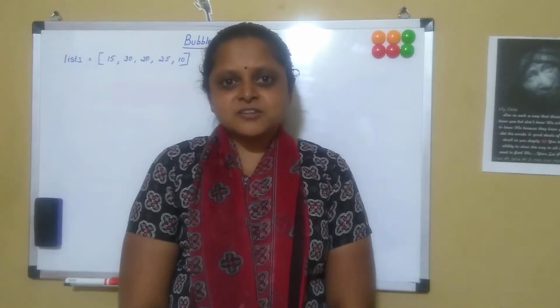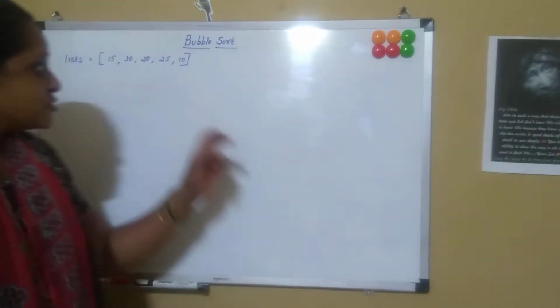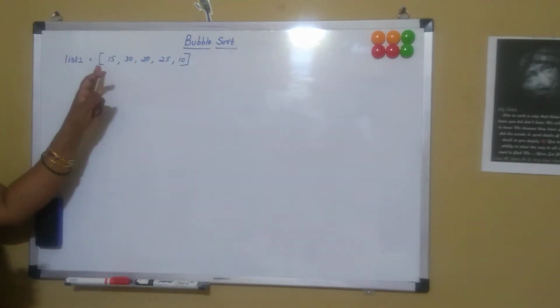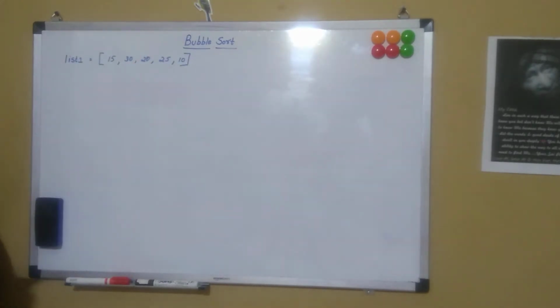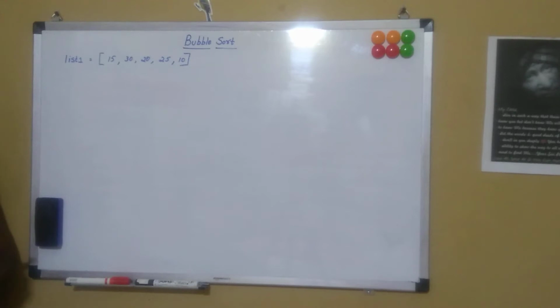In today's session, let's look into one of the important sorting techniques in Python. So today let's look into the bubble sort, which is one of the important sorting techniques available in Python programming language. When do we use bubble sort? Whenever we want to sort a list or an array in ascending or descending order, we go in for the bubble sort. It helps us to sort the array in the required method.